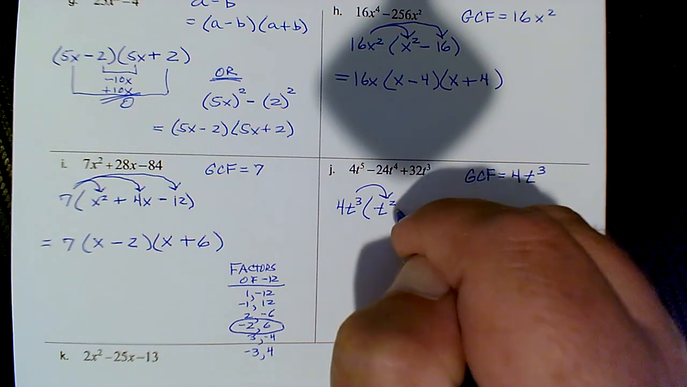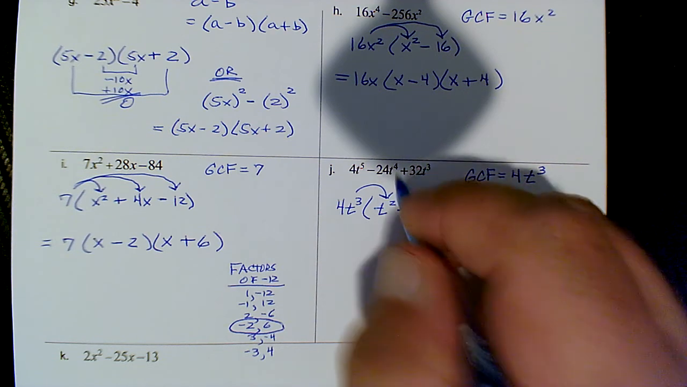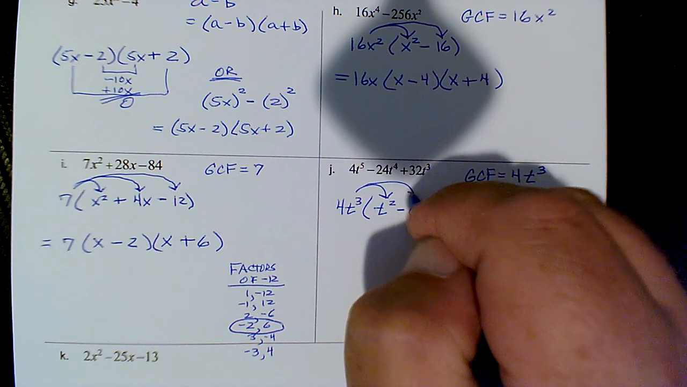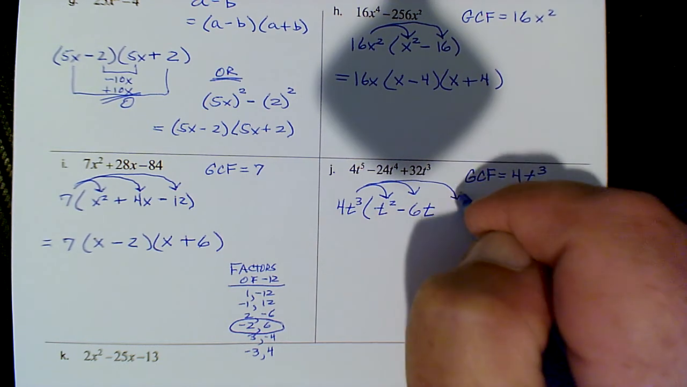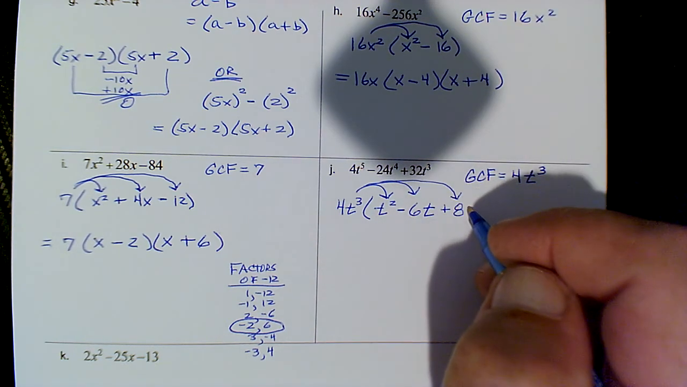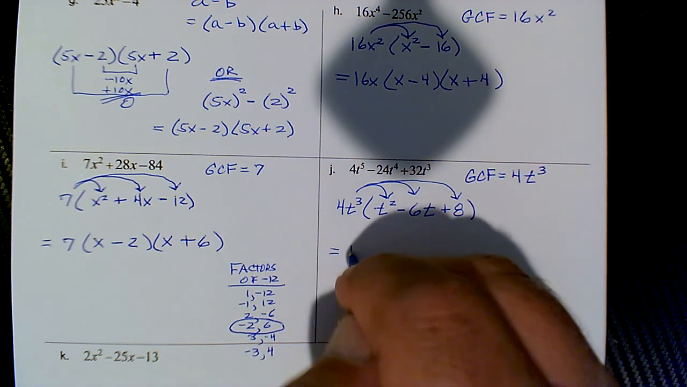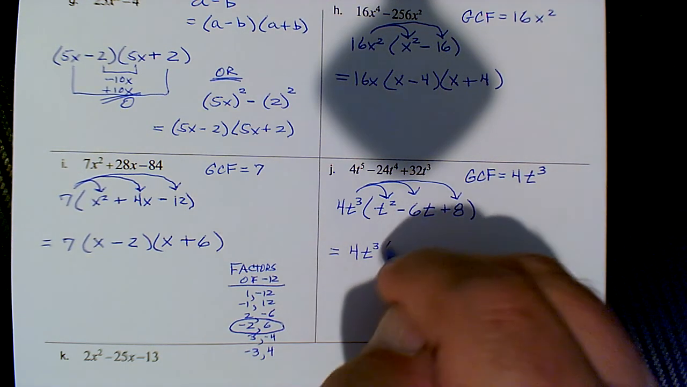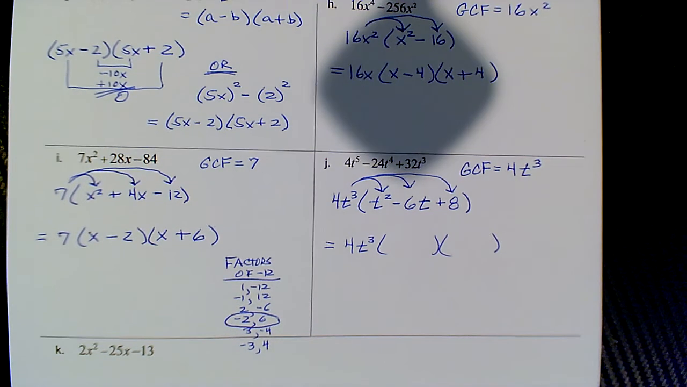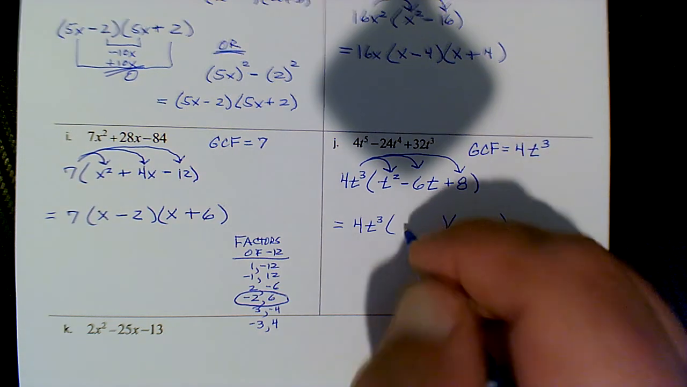We need a t squared. To get 24 from 4, we need a minus 6, negative that is. Looks like we're missing one factor of t there to get the second term, and then to get our third term, okay, it's positive. 4 times 8 is 32, and we've already got the t cubed factored. Alright, so now 4t cubed is part of the answer, but the remaining quadratic trinomial looks to be factorable into the product of two binomials, where we're going to use a t and a t.